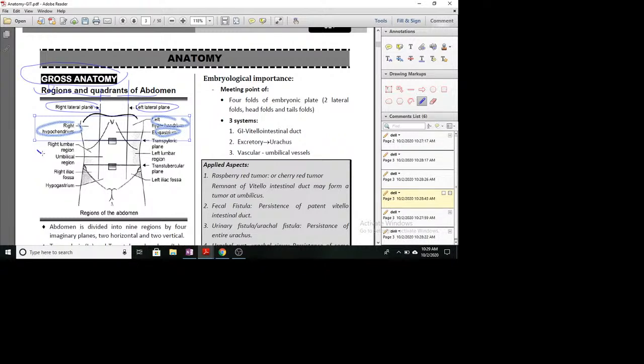This is the right lumbar region, and this is the left lumbar region. This is the right iliac fossa, and this is the left iliac fossa. This is the umbilical region since the umbilicus is right here, and this is the hypogastrium. This is the epigastrium. This is the hypogastrium.